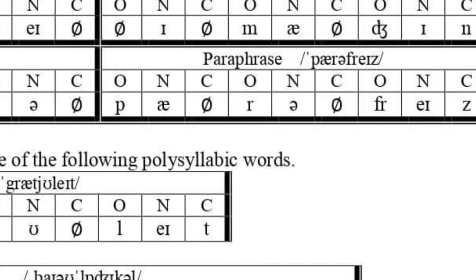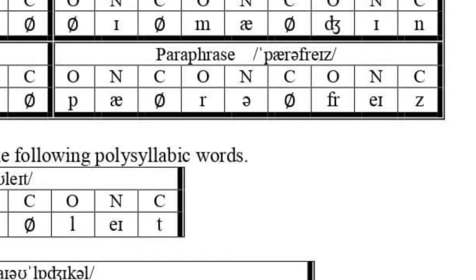On the first syllable, we have the onset is the consonant p, the nucleus is the vowel a, and the coda is 0 coda. The second syllable, the onset is r, the nucleus is the schwa or e, and the coda is 0 coda. The third syllable, we have the onset is composed of 2 consonants, which are f, r. The nucleus here is a diphthong, which is a, and the coda is z sound.